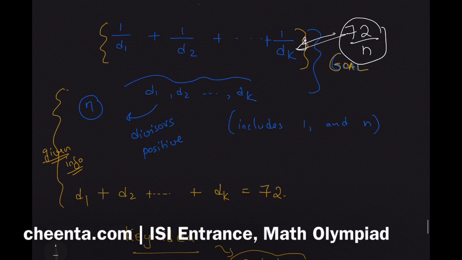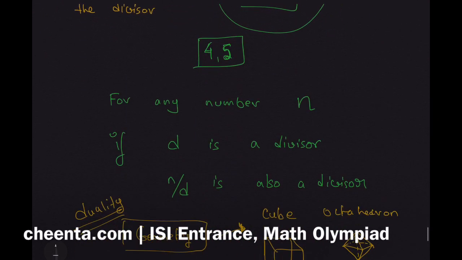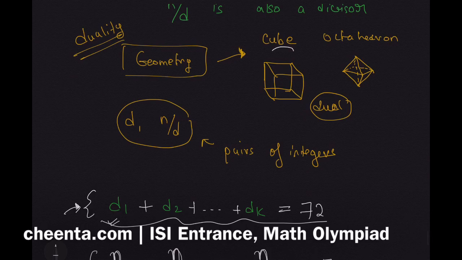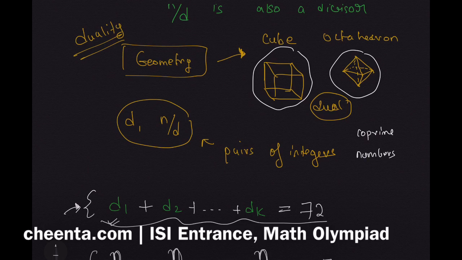Okay, so think about why cube and octahedron are dual geometric objects. In fact, this duality is not only in divisors, it's also in the domain of coprime numbers. That's another place where duality comes up. It's a beautiful idea which runs through many parts of mathematics.